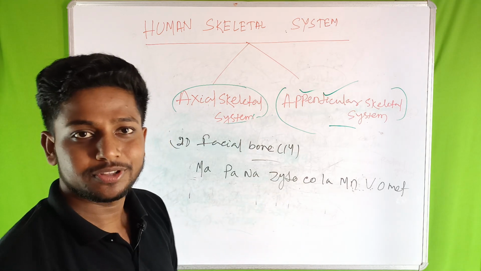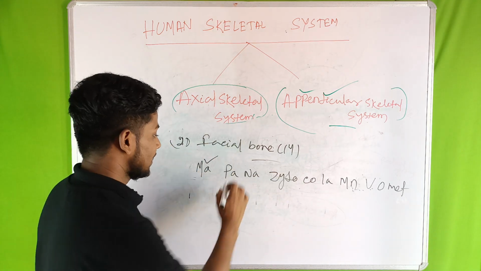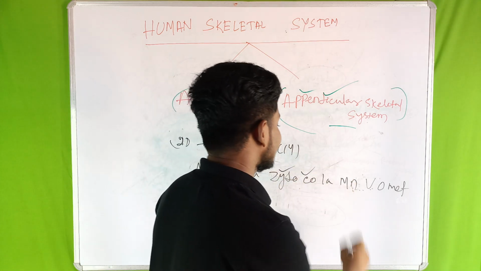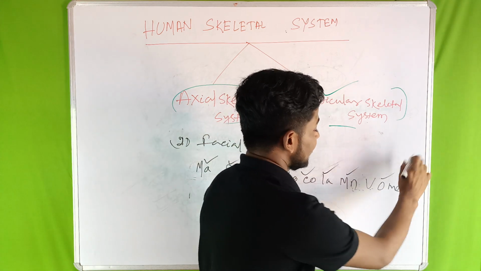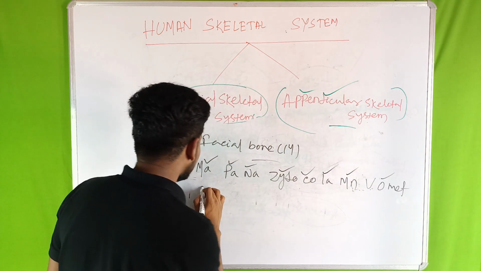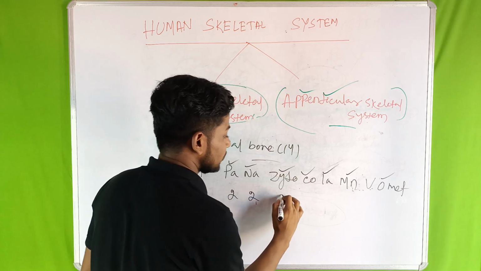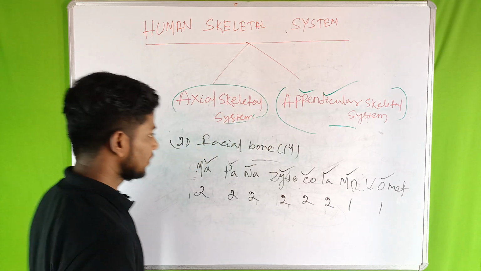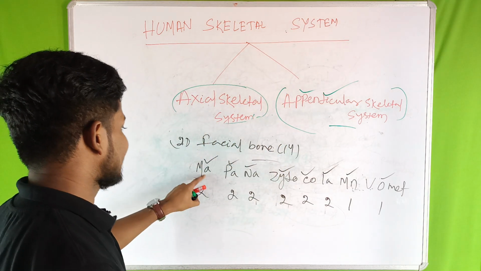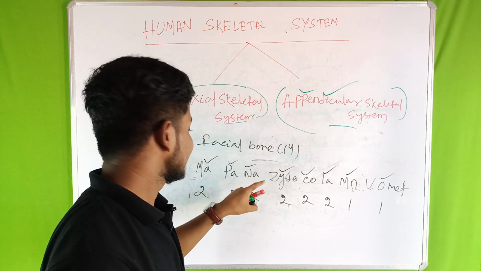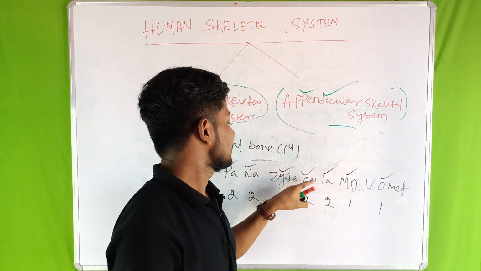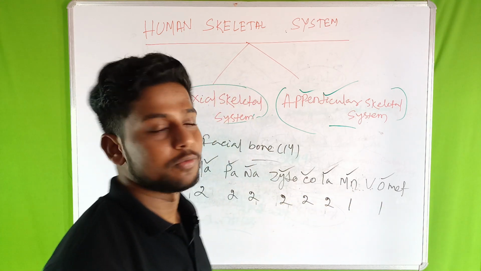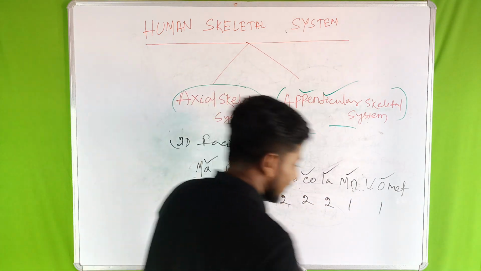Now, discussing the bones: maxillary, palatine, nasal, zygomatic, conchae, lacrimal, mandible, and vomer. All are two each, and these two are one each. Okay, total 14. Maxilla, palatine, nasal, zygomatic, conchae, also called inferior nasal conchae, lacrimal, mandible, and vomer. Okay, total facial bone complete.